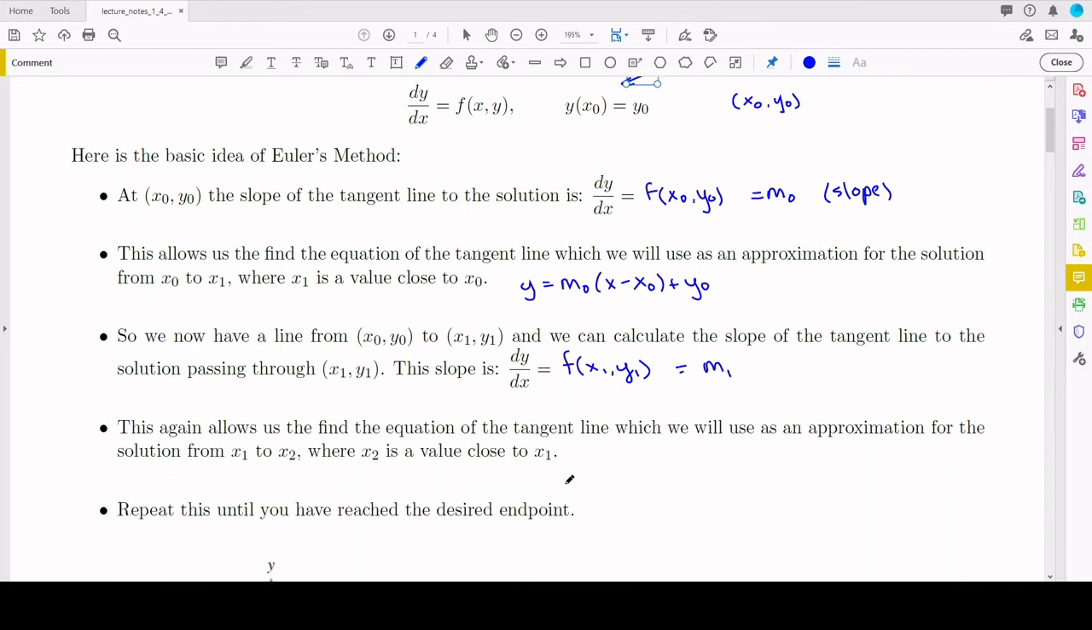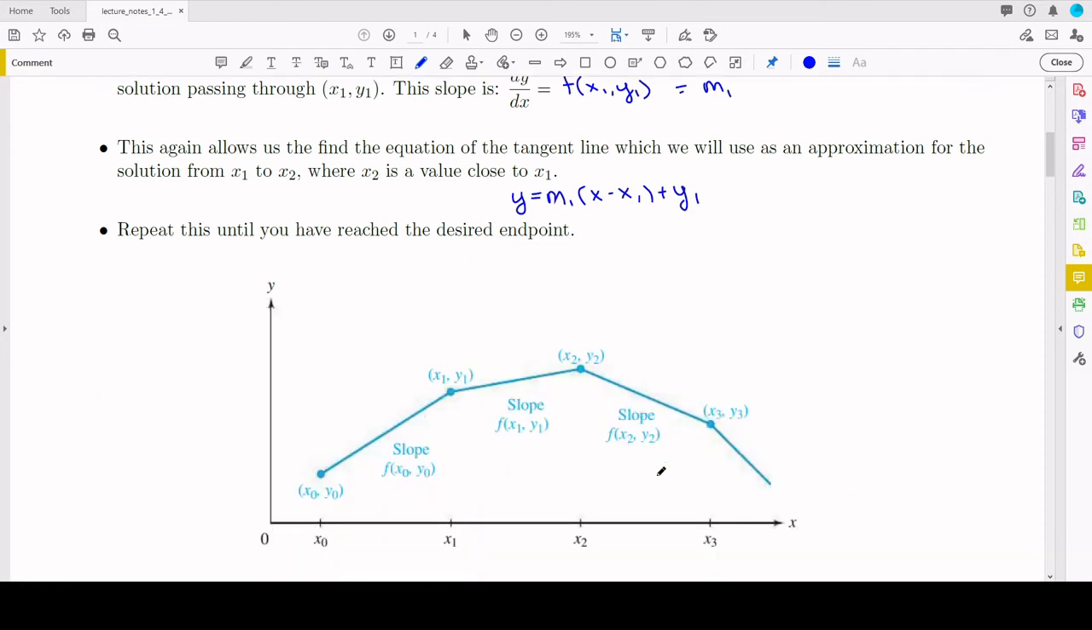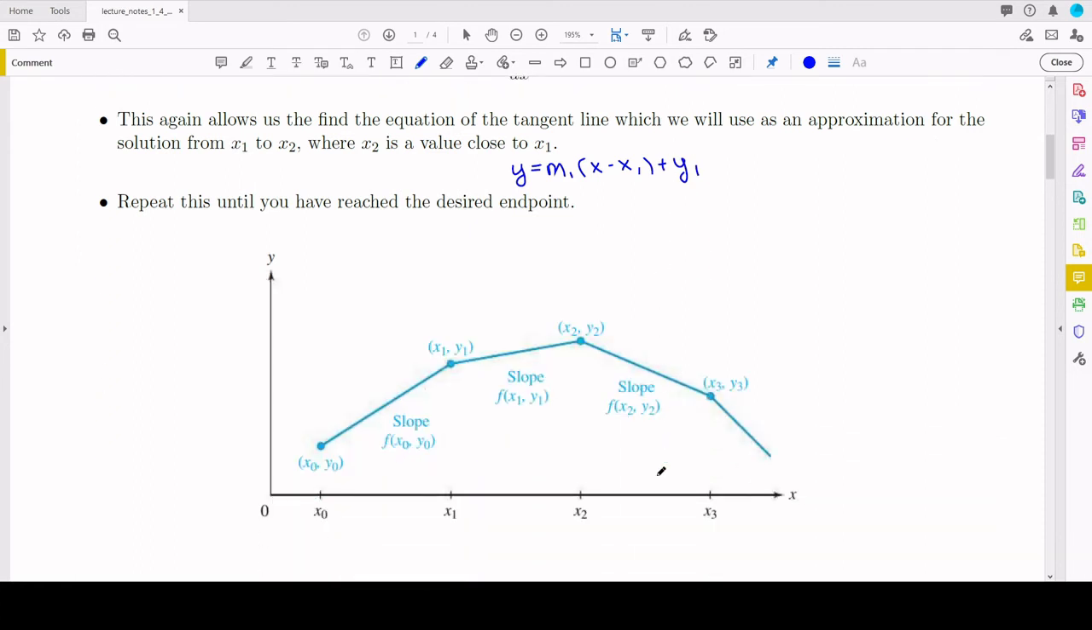Now then again, we can find the equation of the tangent line, which we'll use as an approximation for the solution from x1 to x2, right? And the equation of that tangent line would be y equals m1 times x minus x1 plus y1. And now we can keep doing that until we reach a desired endpoint.